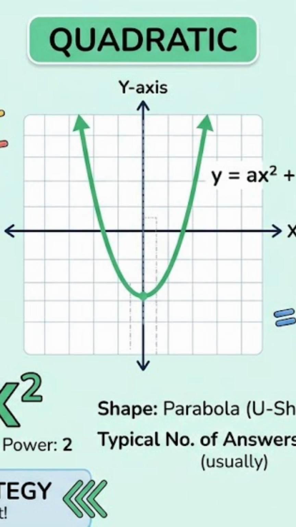Standard form: $y = mx + c$, or $x + b = 0$. The graph. A perfectly straight line. It increases or decreases at a constant rate.